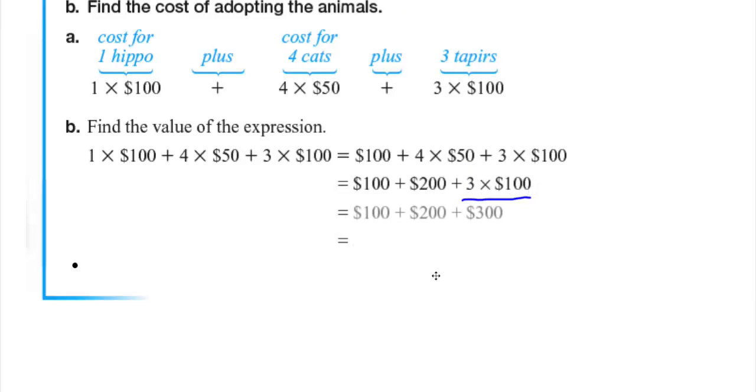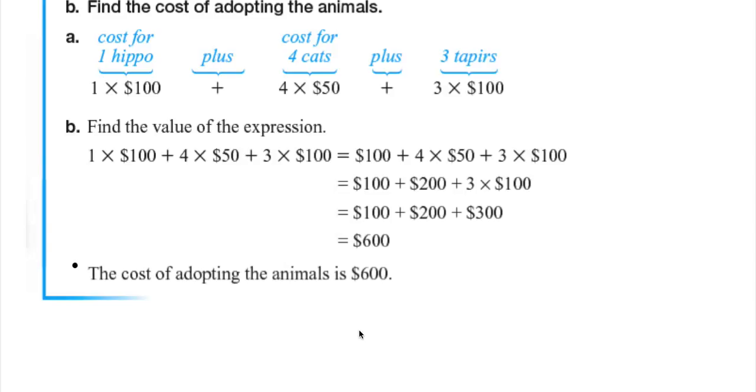Now we have 100 plus 200 plus 300. We end up with a value of $600. So the cost of adopting the animals is $600.